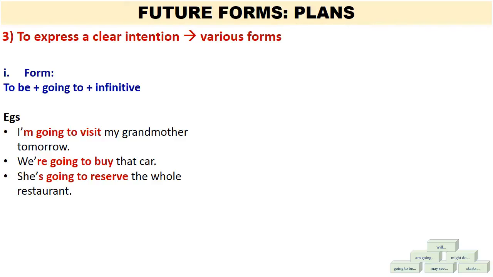Another example, we're going to buy that car. Using are with going to and the infinitive form of the verb buy. Another example, she's going to reserve the whole restaurant. So is plus going to plus the infinitive form of the verb reserve.